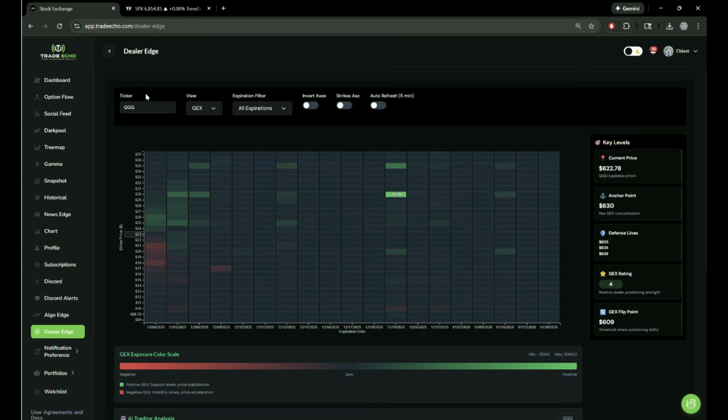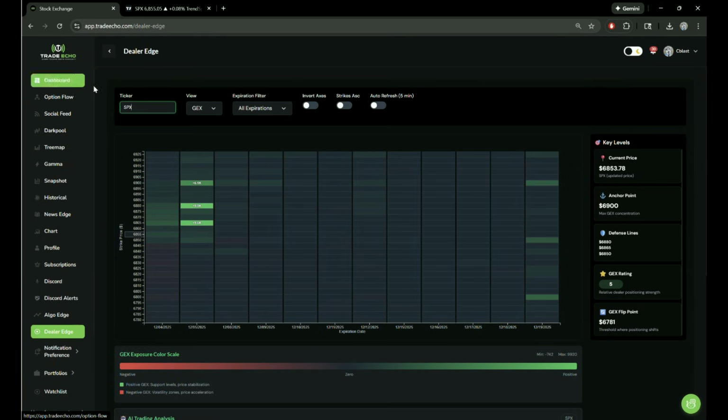Real example using today's SPX levels. Now let's walk through a real example using today's SPX data directly from the Dealer Edge module. At the top of the Key Levels panel, you'll see the current price, which is $6,858.04. Below that is the anchor point, located at $6,900, the strongest gamma concentration on the board. Since the current price is below the anchor, this structure suggests bullish upward pressure as dealers hedge.